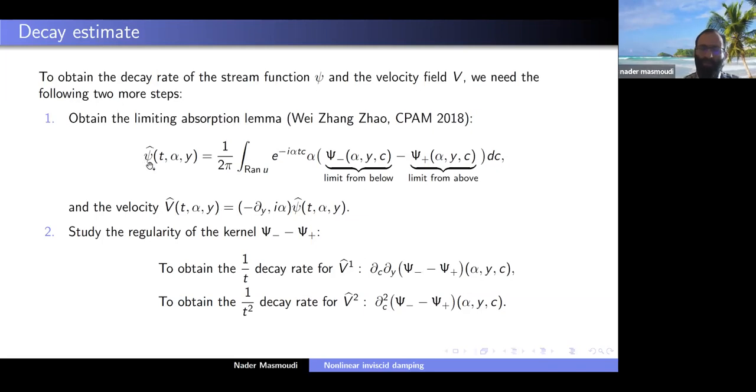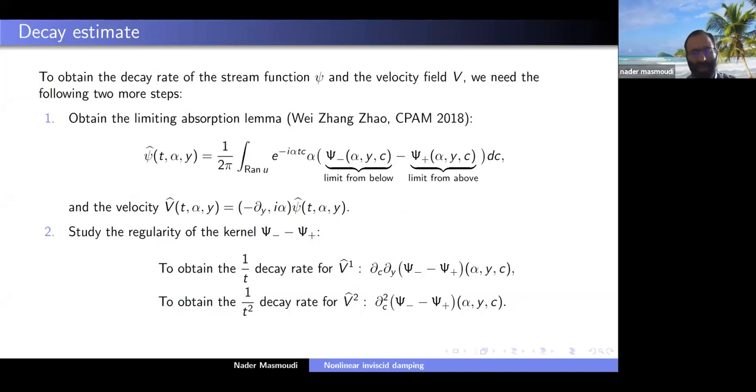And that decay of psi like 1 over t squared, the idea behind it is just the fact that this quantity here has some regularity in c. So basically you are going to do some integration by parts in c, and that's how you get the decay of psi. And from there you get the decay of the two components of the velocity, V1 and V2. So V1 will decay like 1 over t, V2 will decay like 1 over t squared. This is very similar to the conclusion we had in the case of Couette flow.